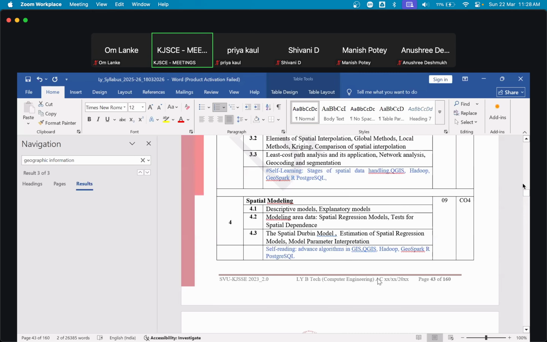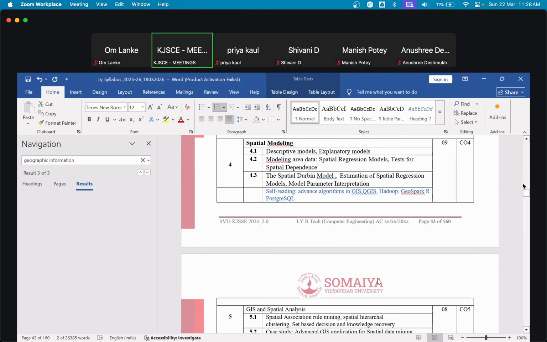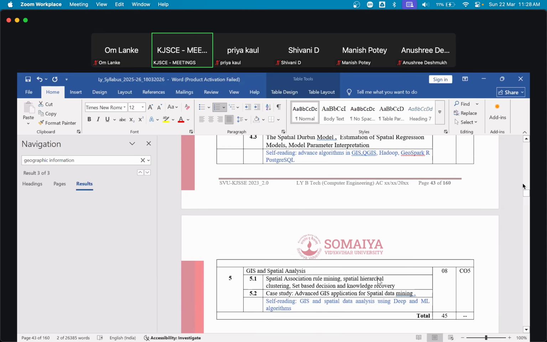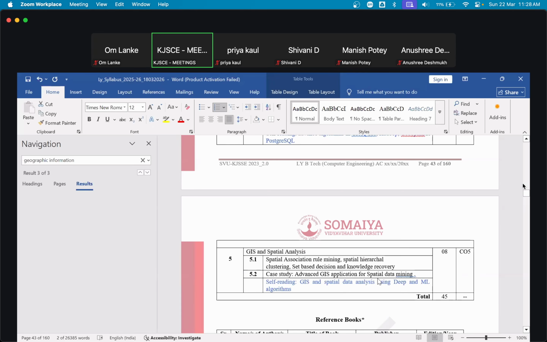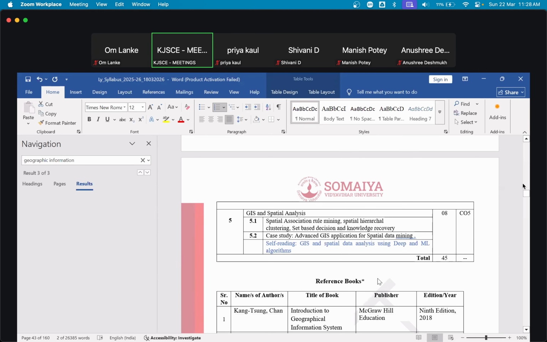Under spatial modeling, you will study the different models that are available, descriptive and explanatory models, for modeling with respect to the application. And the last module is on GIS and spatial analysis. Here, advanced data mining techniques, and how to implement them using spatial data, because spatial data is something different. So we have to understand and deal with spatial data in a different manner.